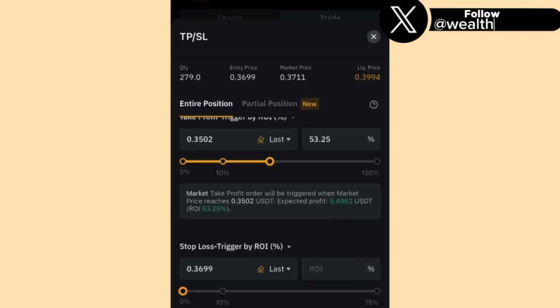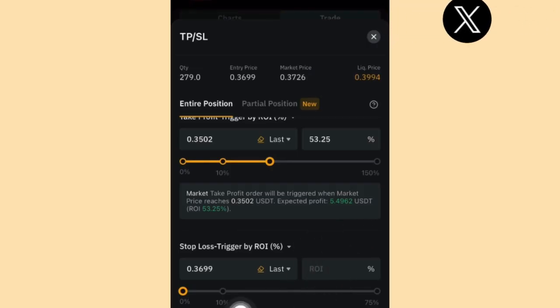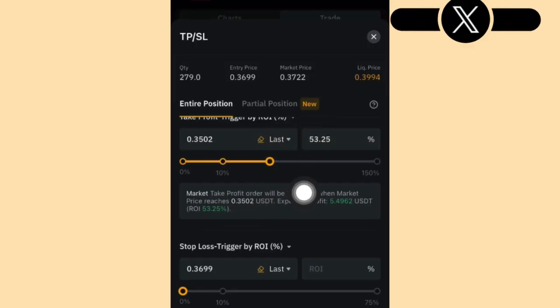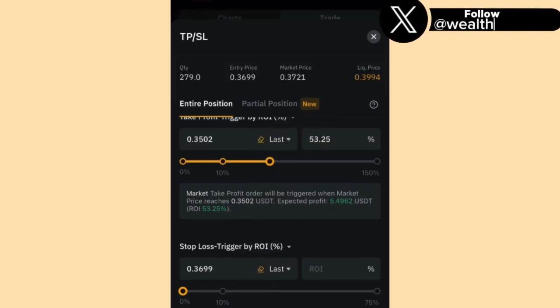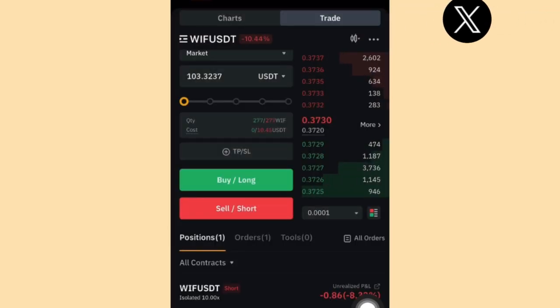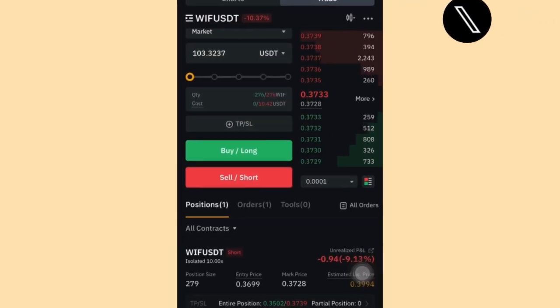So once it's above that, let's say 20% or 10% ROI, you're going to be looking at it. You can take your stop loss back to 0.369, which is your entry price. Then click on confirm and you'll be on the safer side, so you don't lose your money, right? So that's an amazing way for you to be on the safer side.